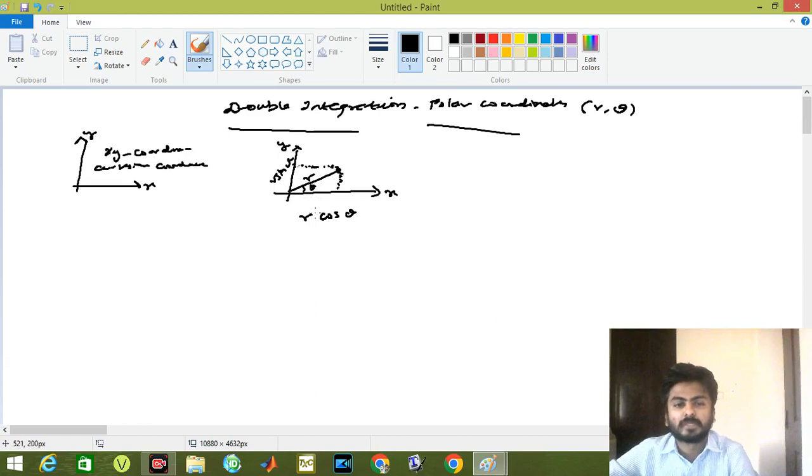When x can be represented as r cos theta and y can be represented as r sin theta, the line of length r will have angle theta. So this is usually used for change of Cartesian coordinates to polar coordinates. For reference you can take a circle. Here is the center.